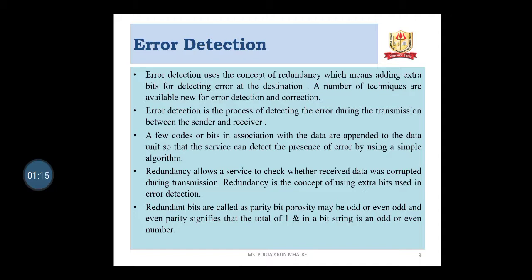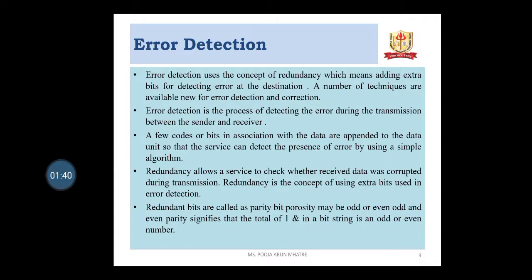Redundancy allows a service to check whether the received data was corrupted during the transmission, and redundancy is a concept of using extra bits in error detection. That means redundancy allows checking at the receiver side during the transmission. Redundancy is a concept of adding extra bits to detect the error.